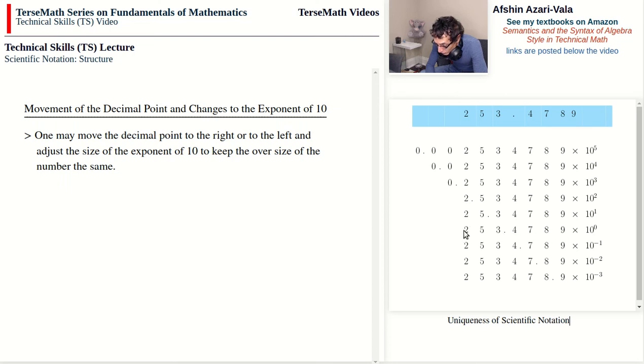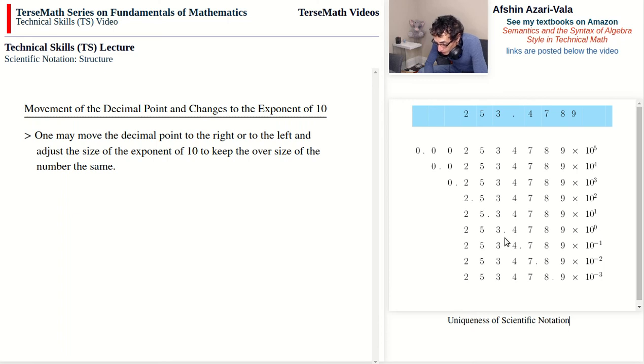And now you want to find the answer in scientific notation. This is not scientific notation because we have 3 digits on the left side of the decimal point. So we want to bring it back to here. So the decimal point has to move back over 2 digits. And the question is, if I move the decimal point back over 2 digits and I want to keep the overall size of the number the same, how do I change the exponent to compensate for that?